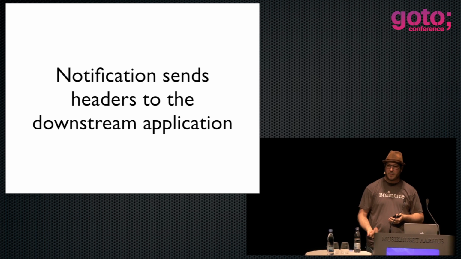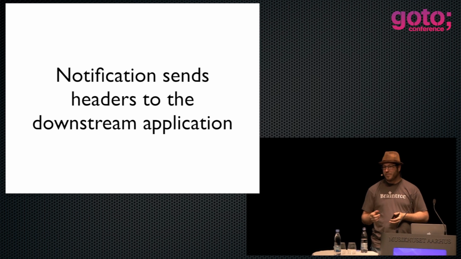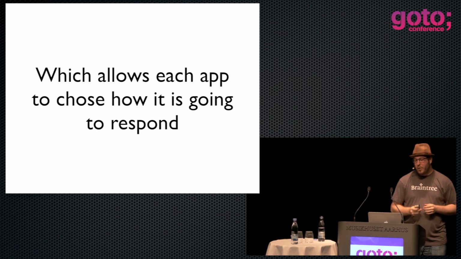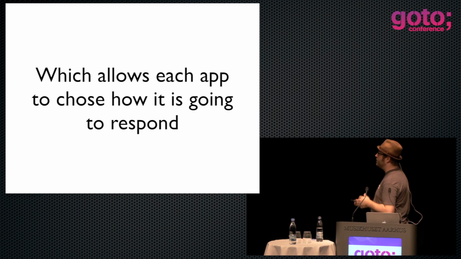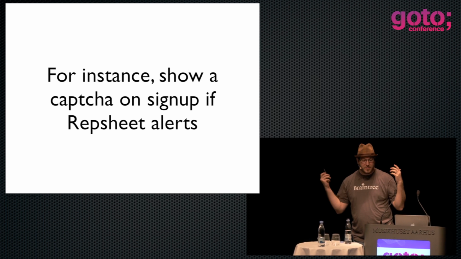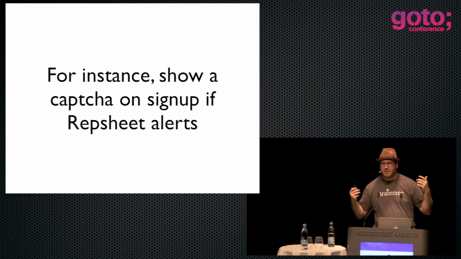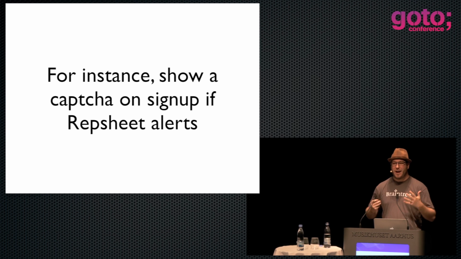So the application that's downstream can say, I'm going to change my behavior. They've been flagged as bad. I'm going to act differently, which gives you the power to choose how you're going to respond. For instance, show CAPTCHA, right? This is simple, but CAPTCHAs suck. We all hate them. They're terrible. And when you're a legitimate user, it's a pain.